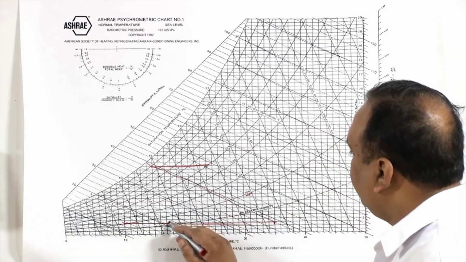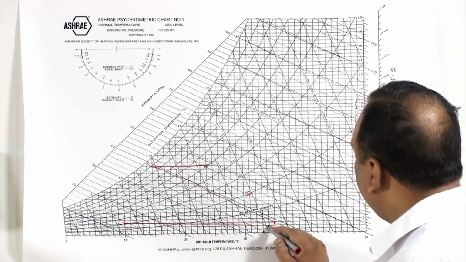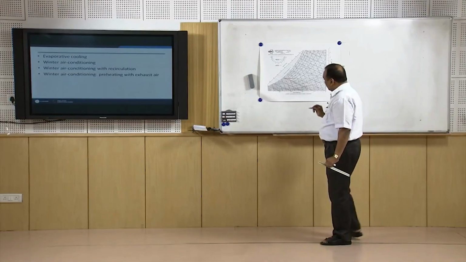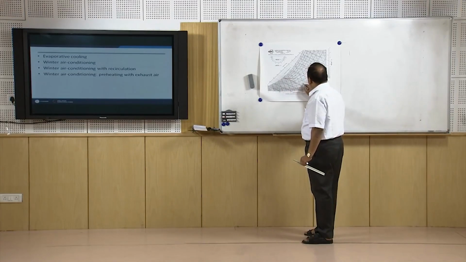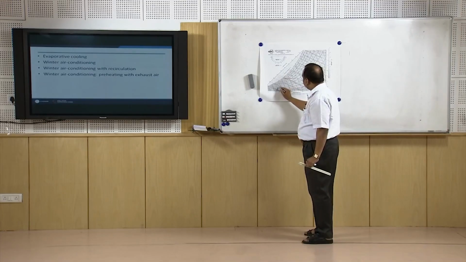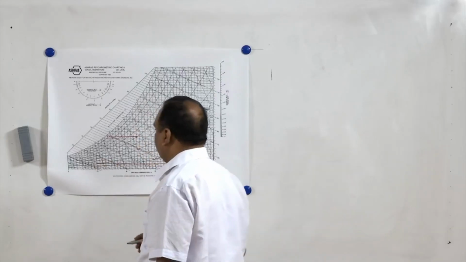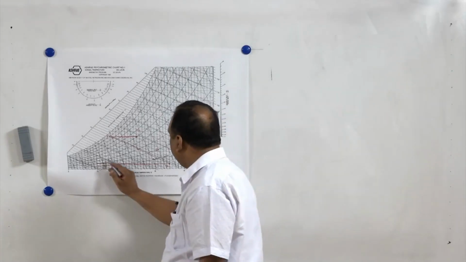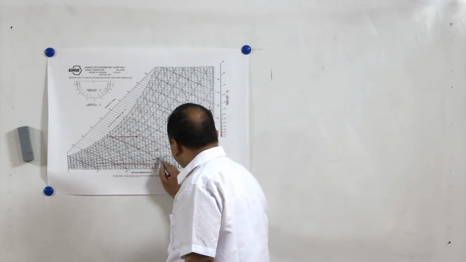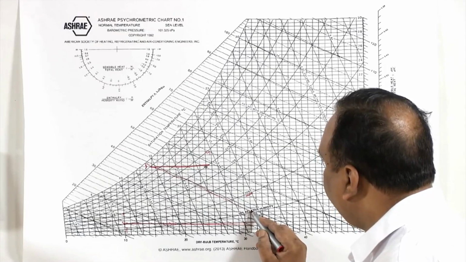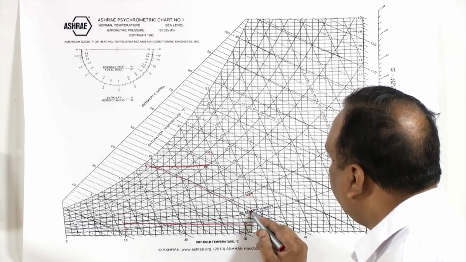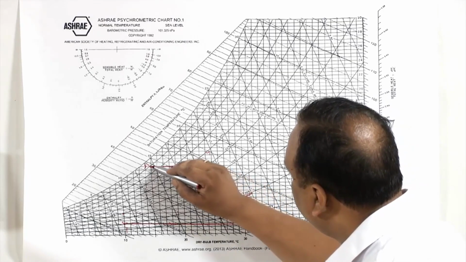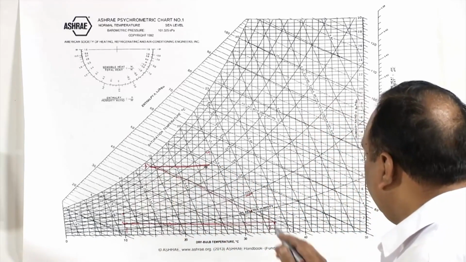So, the entire process is like this, from state 1 to state 2, state 2 to state 3, state 2 to state 4. Suppose air is available not at 20% relative humidity, let us say 40% relative humidity. Same dry bulb temperature and 40% relative humidity. In that case, less heating will be required, and we can again take this constant wet bulb temperature line and we can come here.